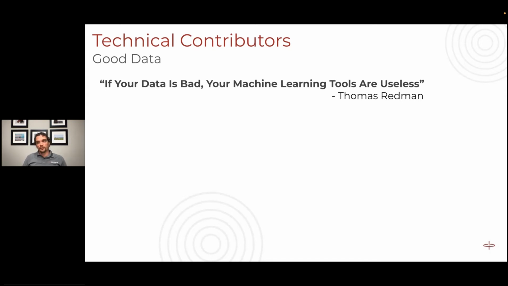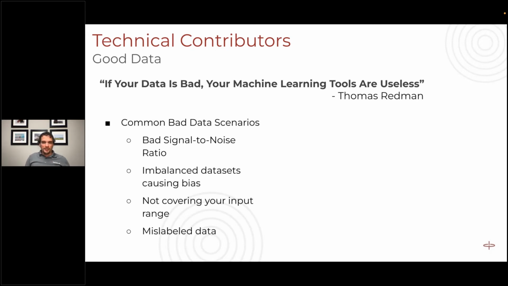But if good data is important, well, what is bad data? There's a lot of different things that can contribute to that. Sometimes it's just a bad signal to noise ratio. We had a case of this in a project that we were working on where we were doing some 3D computer vision analysis, and the actual thing that we were looking for in our depth data was so small compared to the noise that we were getting from our device that we couldn't really train anything that was worthwhile. We had to go back and revisit some of our hardware.